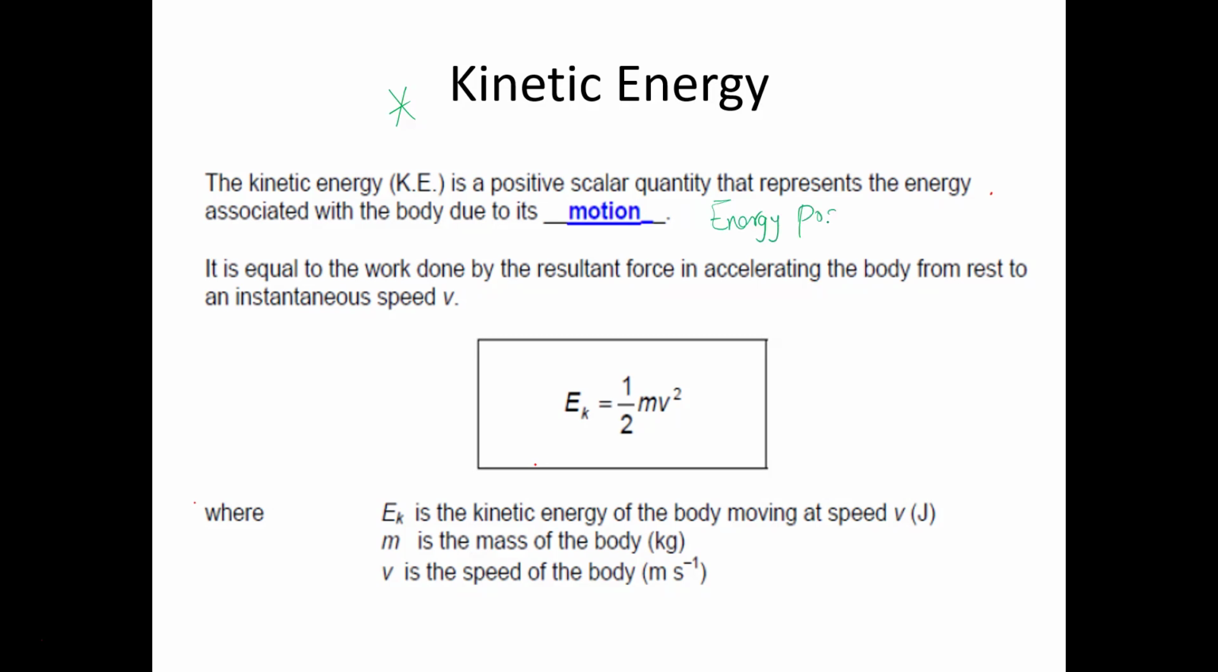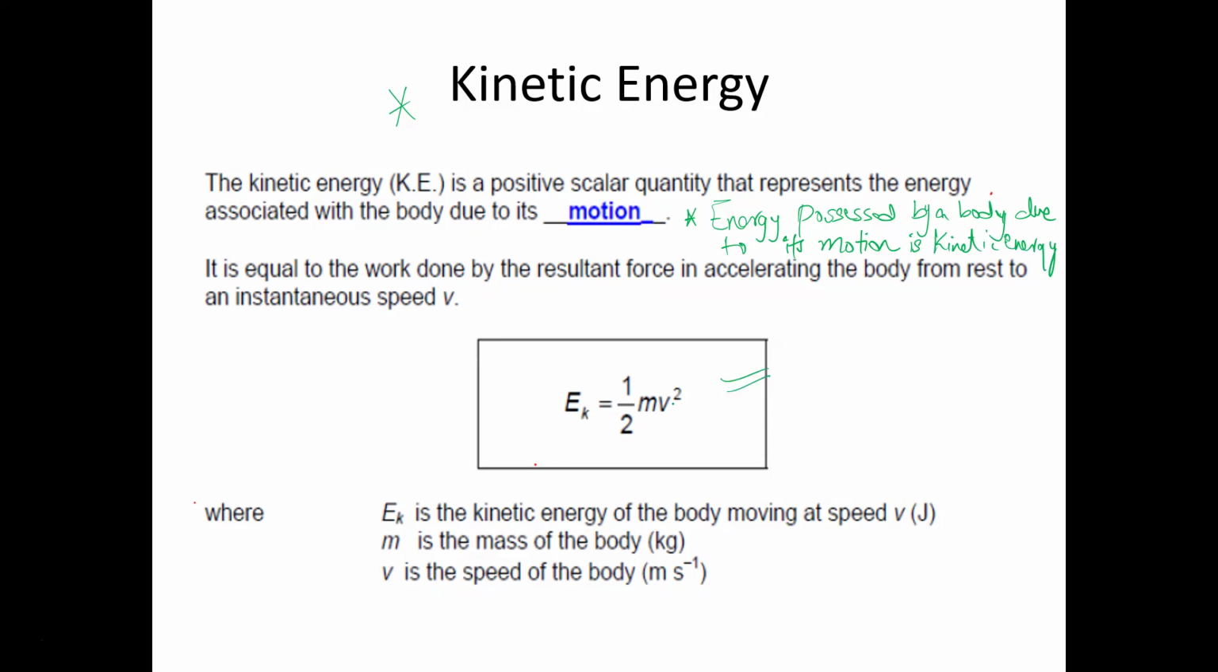Energy possessed by a body due to its motion. So energy which is possessed by a body due to its motion is known as kinetic energy. Okay? The energy which is possessed by a body due to its motion is known as kinetic energy. And what is its formula? Its formula is written on the box. Kinetic energy is equal to half mv square. And you people are pretty aware about it.